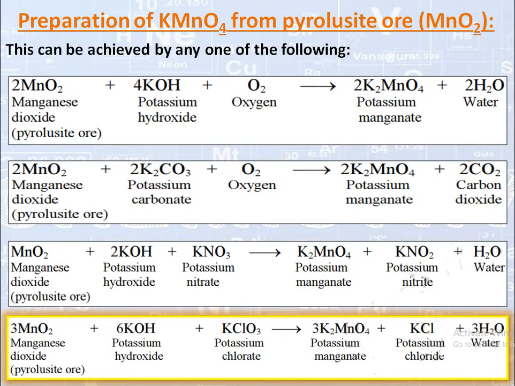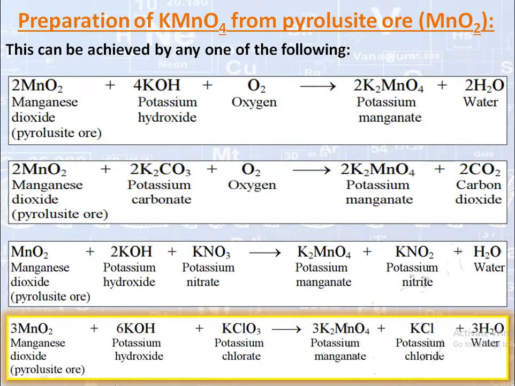So you don't have to mug up all these reactions. You have to select only one, but you have to remember that when manganese dioxide, that is pyrolusite ore, is treated with or fused with KOH or K2CO3 in presence of air or in presence of an oxidizing agent, it will give potassium manganate. You just have to remember this, and using any method you can balance the reaction.